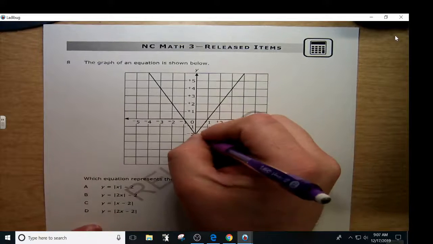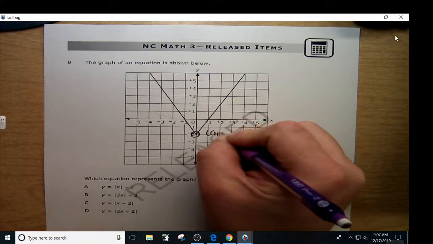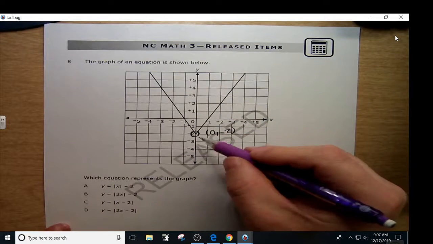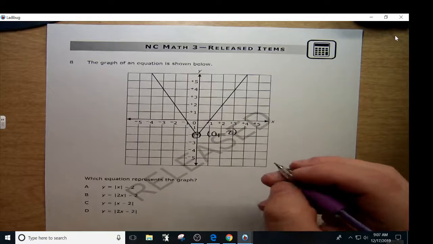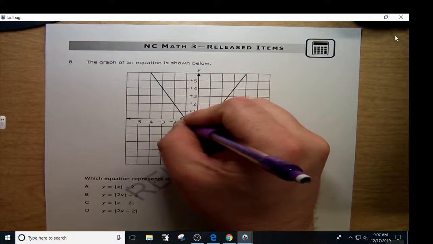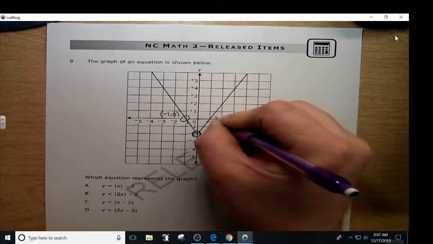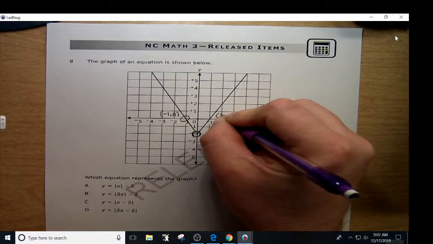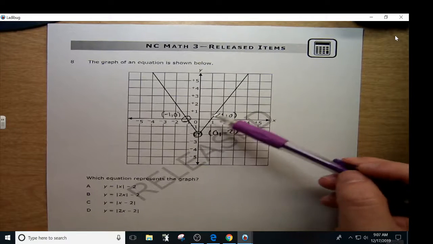Okay, now look. Guys, your vertex is 0, -2. Where the two lines meet is 0, -2. I call it a vertex; I guess it's still called that in absolute value. Now look, it also crosses at -1, 0 and 1, 0. Does everybody see that? Now, you're going to graph these things and see which one crosses the same points as the one given.